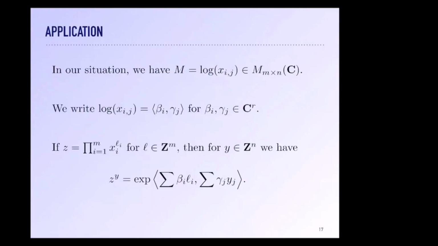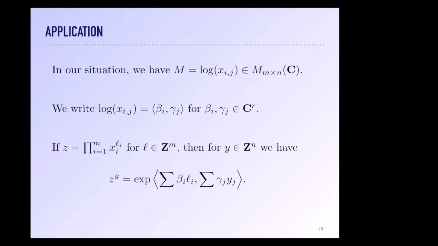Okay, and so applying this to our situation, we have a matrix of logarithms. And since its rank is equal to r, what that means is that we can write log of x_ij as the dot product of beta_i times gamma_j for some vectors beta_i and gamma_j in C to the r. And as before, I hope this doesn't cause too much confusion. Each beta_i is a full vector, and gamma_j is a vector with r components.